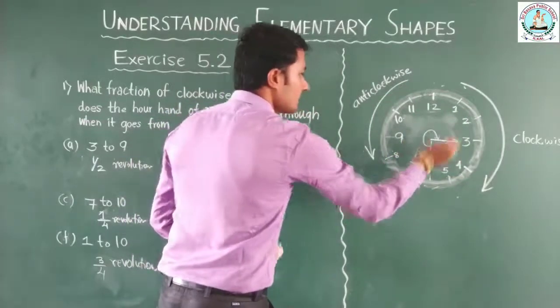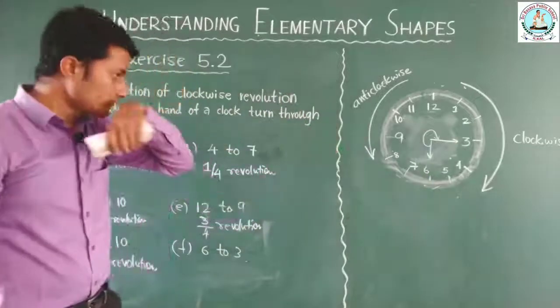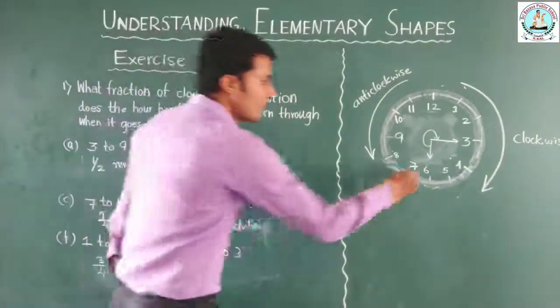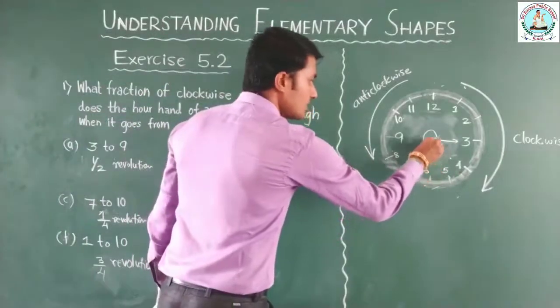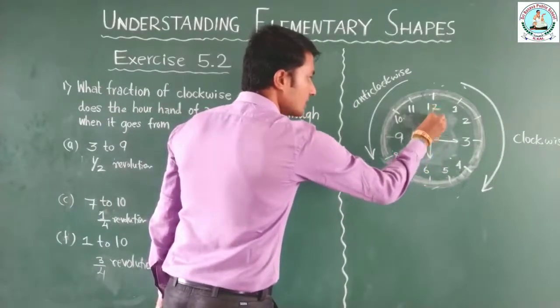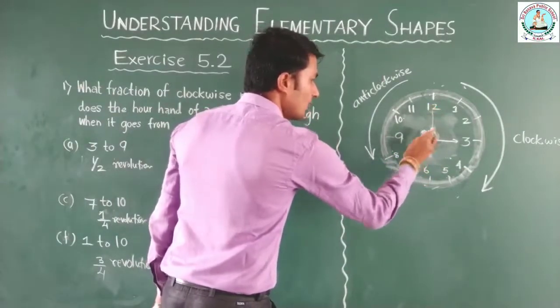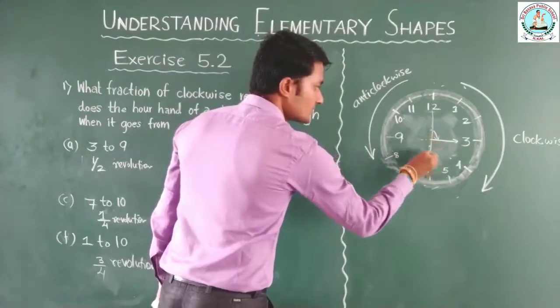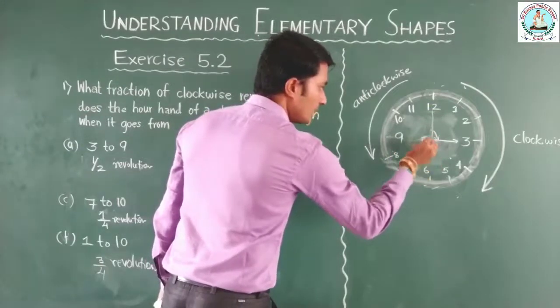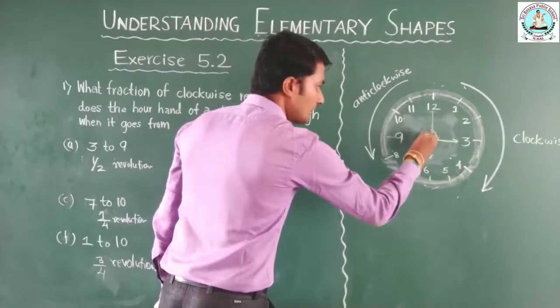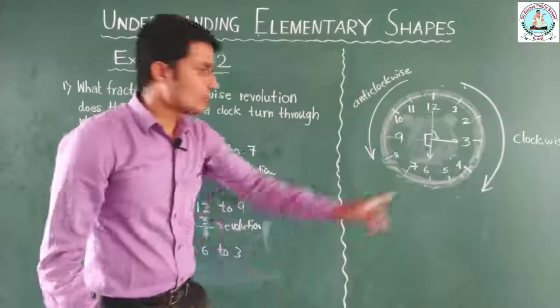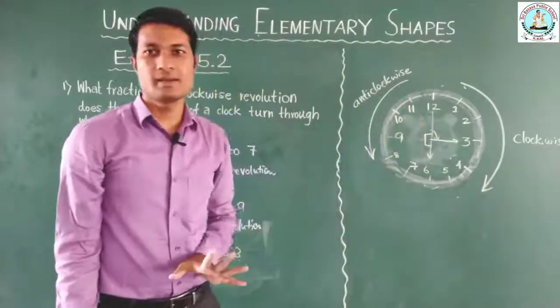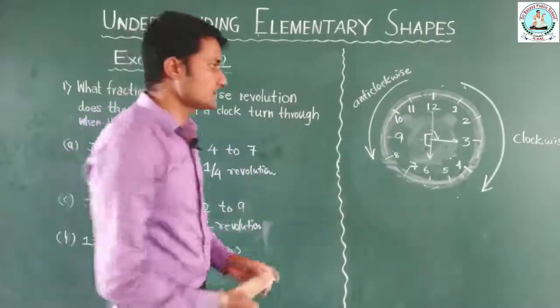So that angle we have to find out here. From 6 to 12, how much is it? 180 degrees, right? Because from 6 to 9 is one right angle, and from 9 to 12 is another right angle. So totally from 6 to 12 is 180 degrees, which means 2 right angles it has covered.